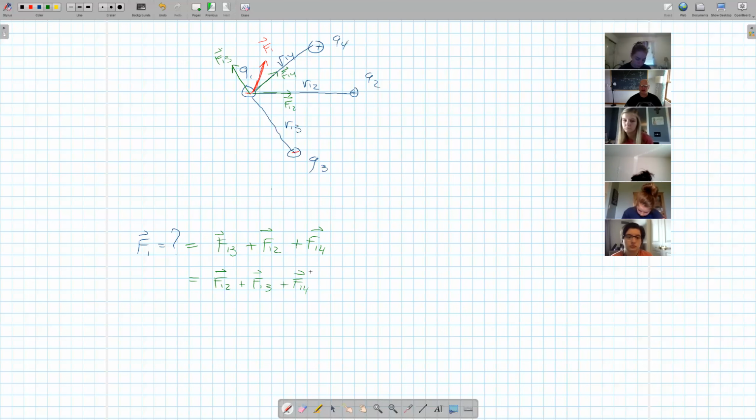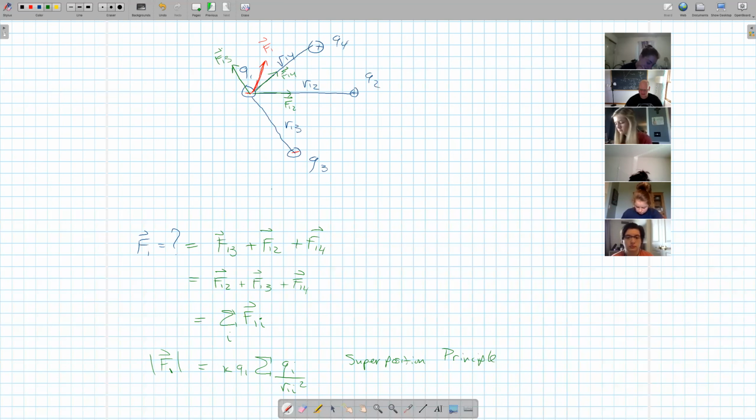But what happens if I have a fifth charge, and then a sixth charge, and then a seventh charge? So in general, we're going to write this as equal to the sum of the force F1i, where we sum over i. So this is equal to K times Q1 times the sum of Qi divided by R1i squared. Okay. So this is what we call the magnitude of the force on 1. So this is what's known as the superposition of forces, or the superposition principle.